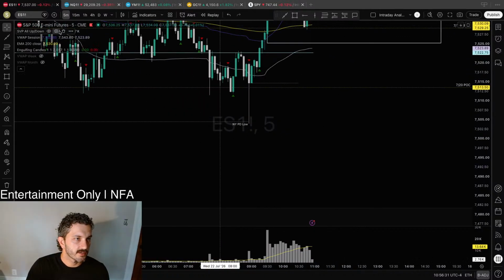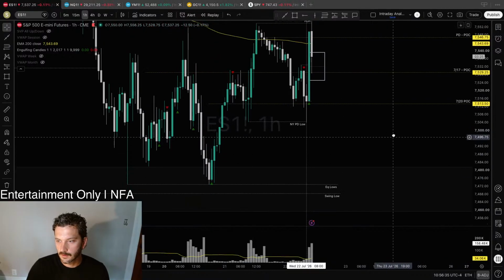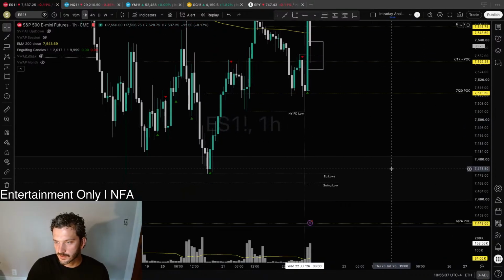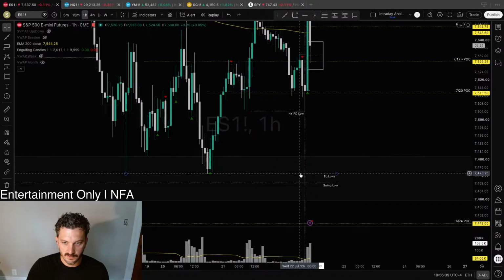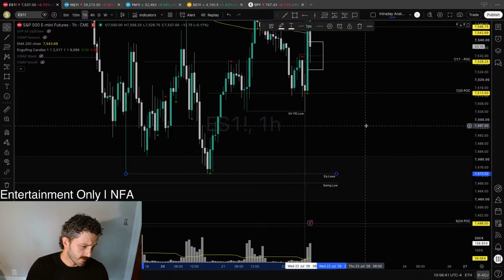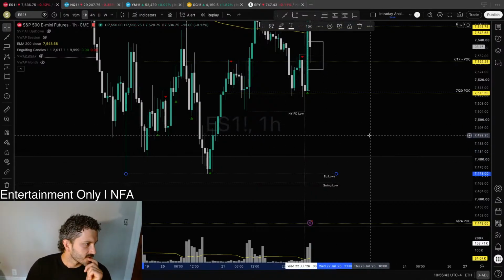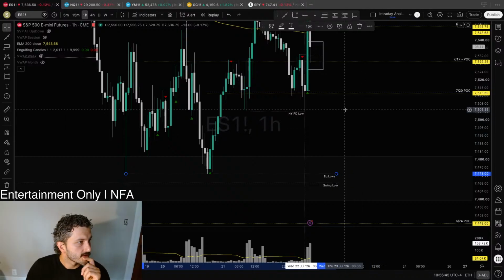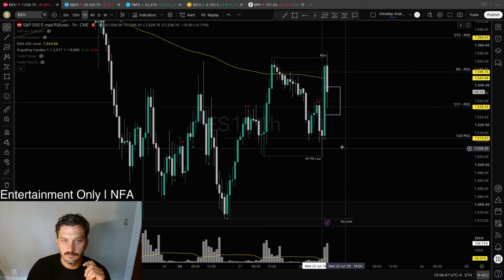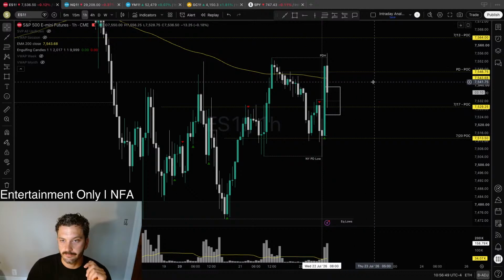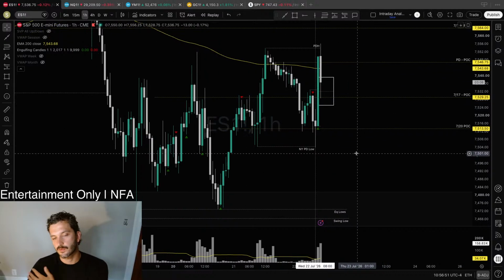So on the hourly. So you're saying 7475. Yep, right there. I mean, equal lows 7473. Also a really good target. Yeah, that'd be a huge sell-off from here.